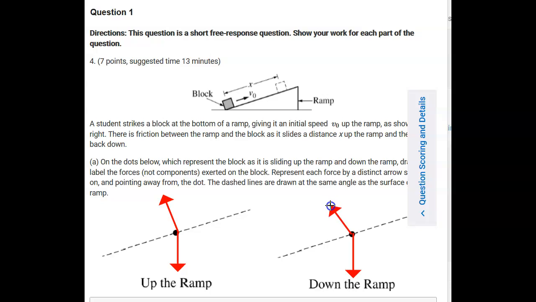If you really wanted to be accurate, you'd also show the normal force is less in magnitude than the force of gravity. On the other hand, while you're going up, you have a force of friction, which is going to be smaller than the normal force going down the ramp. But then as it goes down the ramp, you will have the same force of friction, but it will be going up. So that's an important thing to keep in mind.